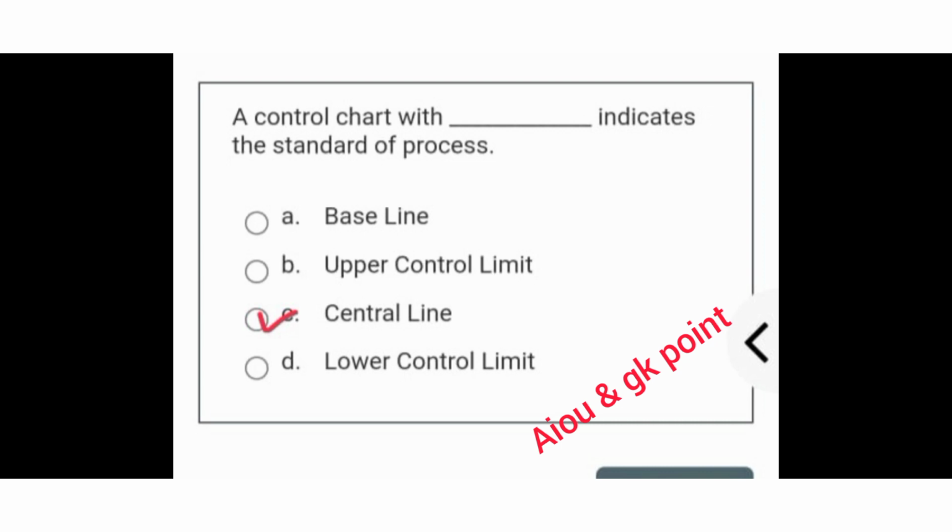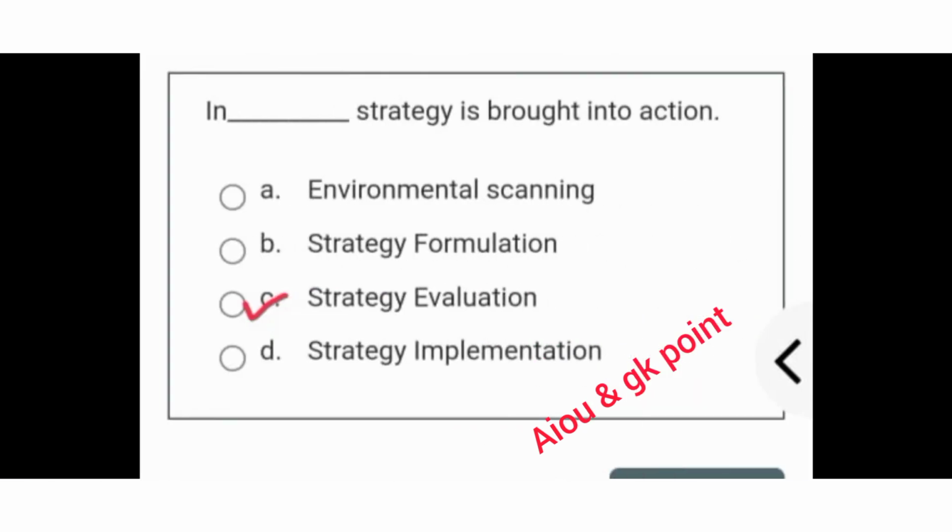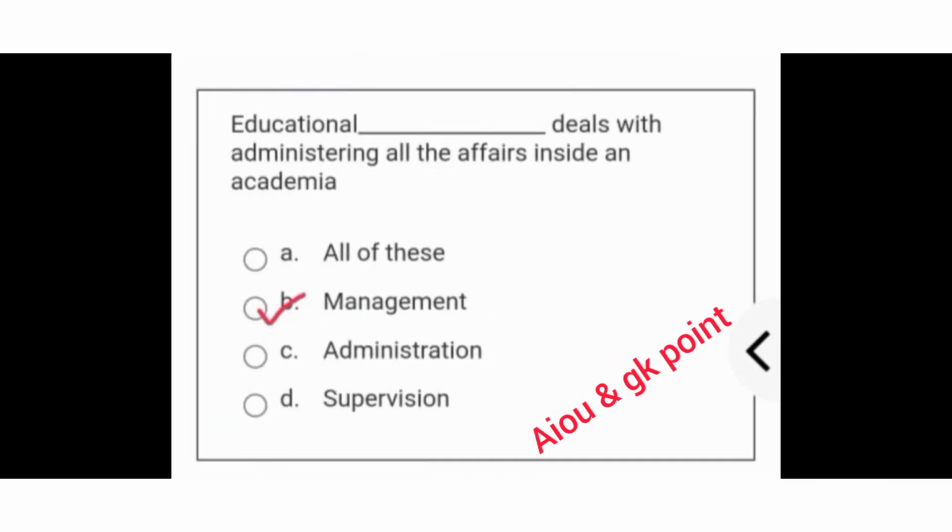A control chart with dash indicates the standard of process. Correct option C, central line. In dash, strategy is brought into action. Correct option C, strategy evolution.